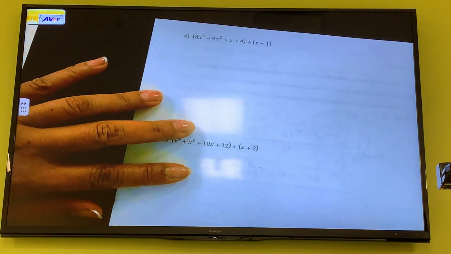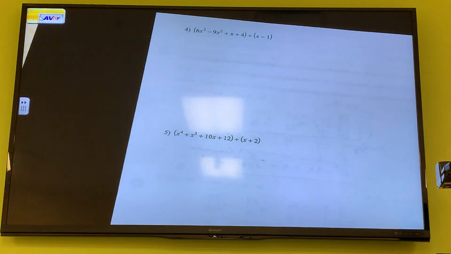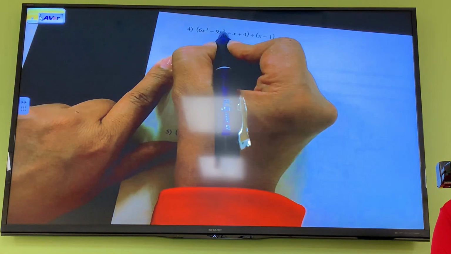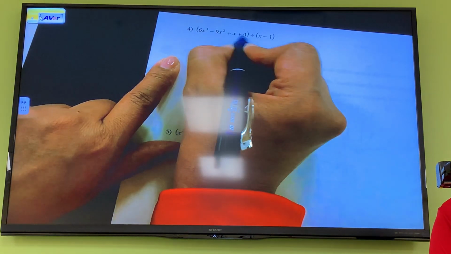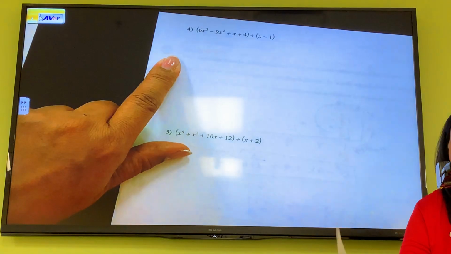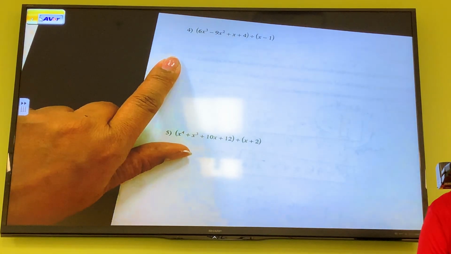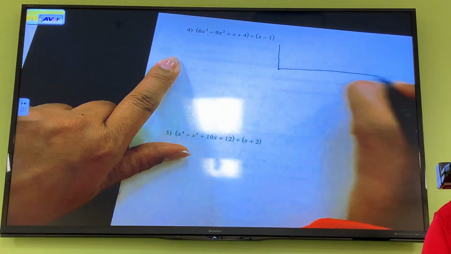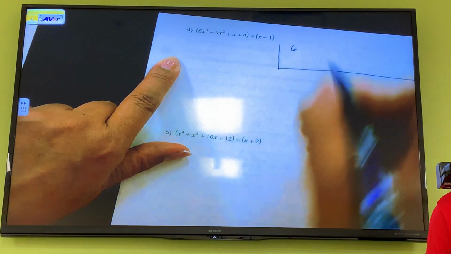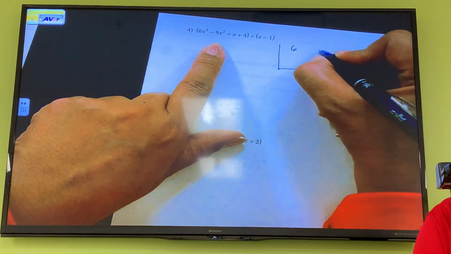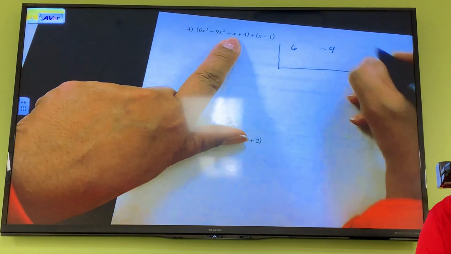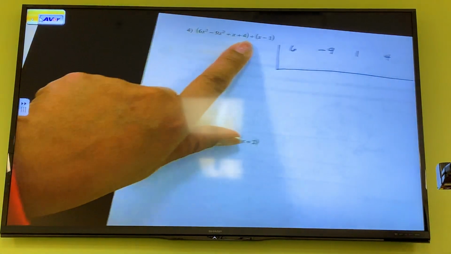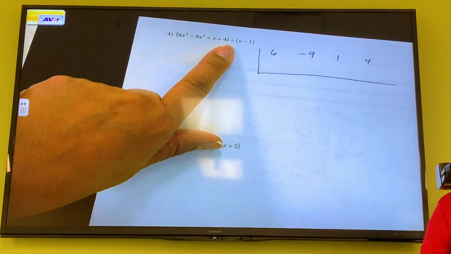Okay, check again if there are any missing terms, because if there are, you're going to put zeros on it. This is third power, this is second power, this is 1, and this is 4. So none is missing, so we're just going to set up the same way. So it would be upside down. Then you have the 6. You have the negative 9. You have positive 1. Then you have positive 4. So it's 6, negative 9, 1, and 4.